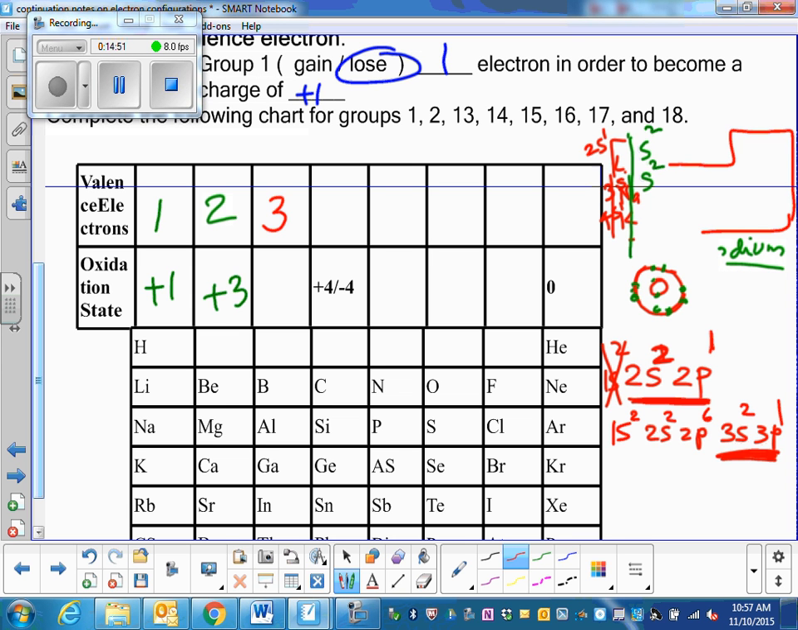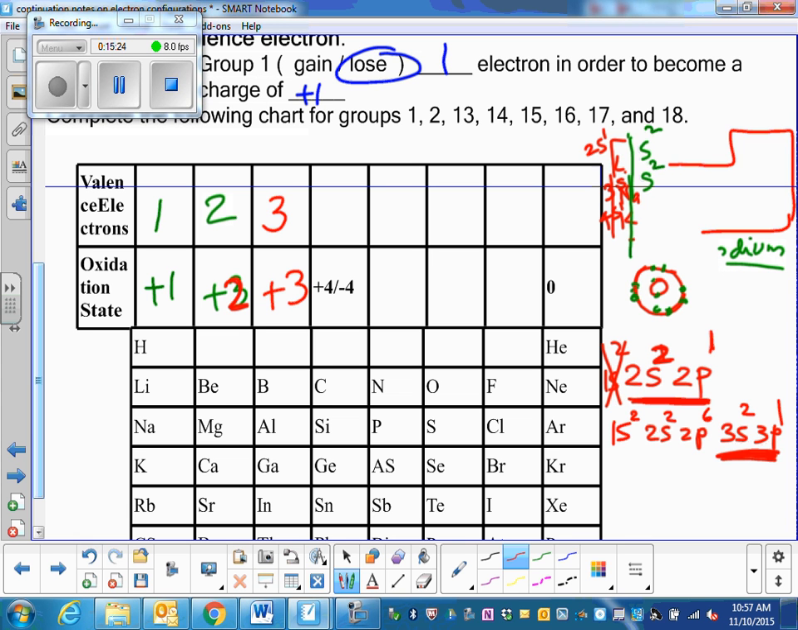Is it easier for them to lose 3 or gain 5 to get to 8? Lose 3. So they'll, oh wait, this is plus 2, right? Sorry, this is plus 3. Did you write that as plus 3? Sorry. Group 13 will lose 3 to become plus 3. Does that make sense? I don't know why I wrote 2 there. You sure, I make all such mistakes all the time. Alright, now, if you come to group 14, 4 is halfway of 8.